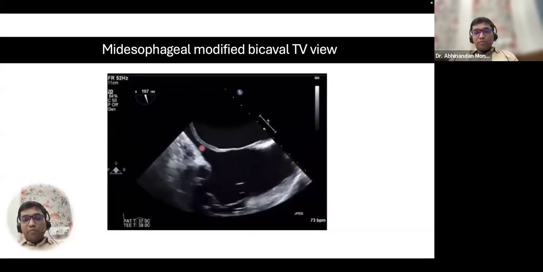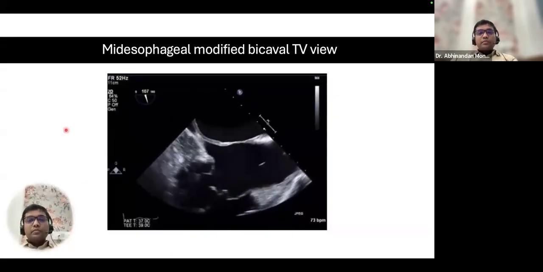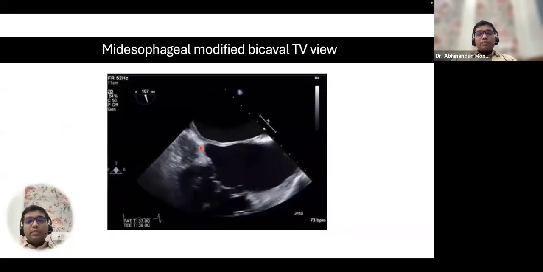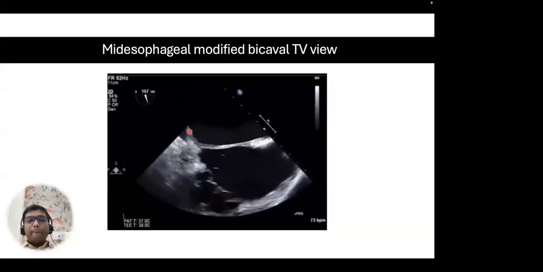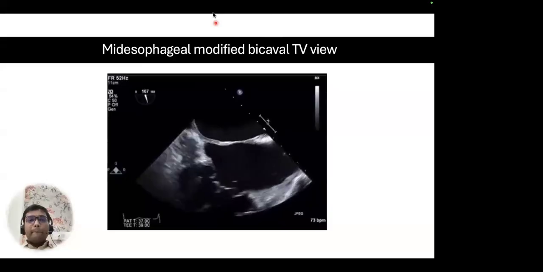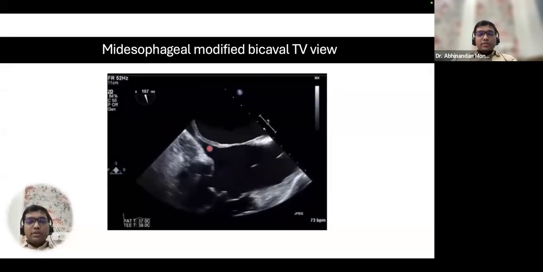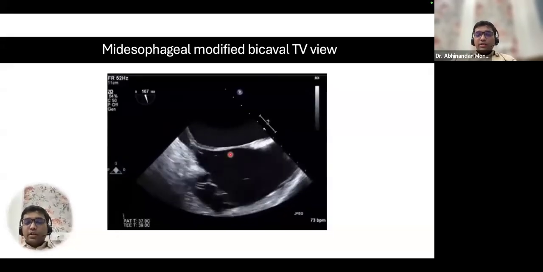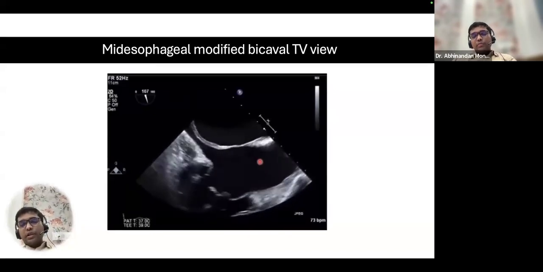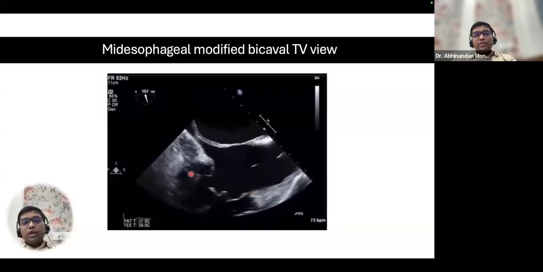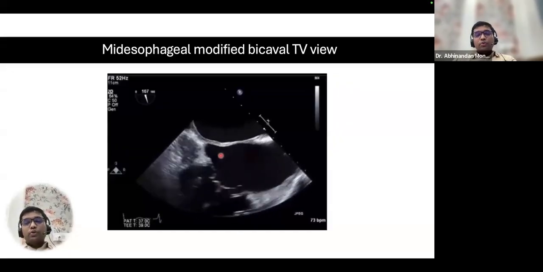Can anybody name what is the vessel you can see over here? What is the name of this vessel? IVC? No, this is not IVC. This is the coronary sinus. This is also a view that is very useful while doing a coronary sinus cannulation. If you are doing a coronary sinus cannulation, this is a very useful view.